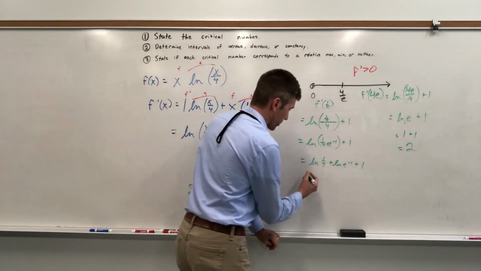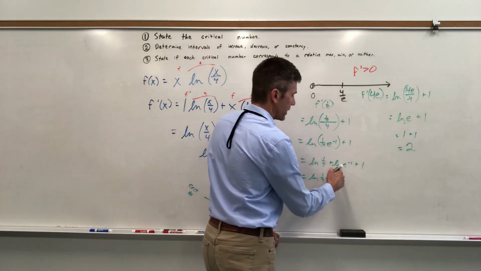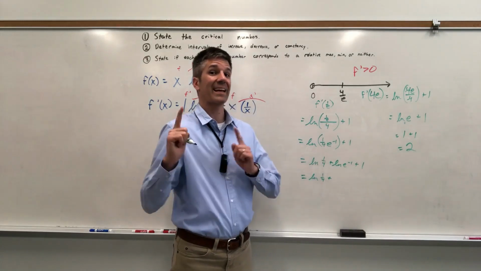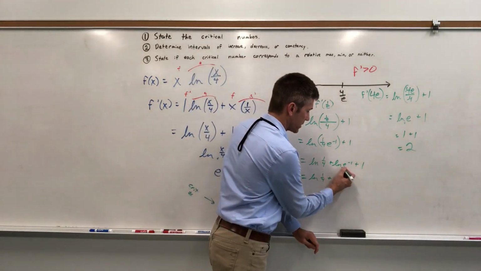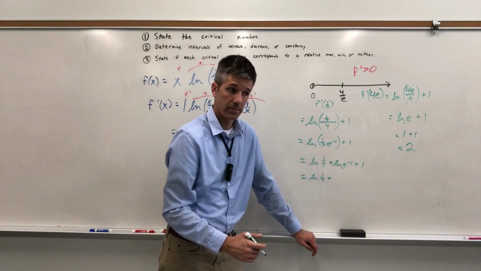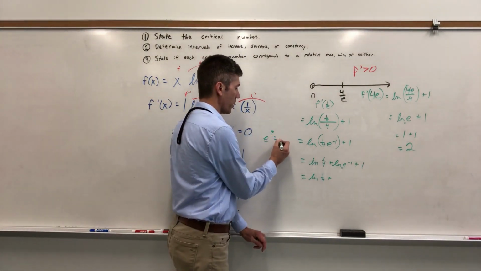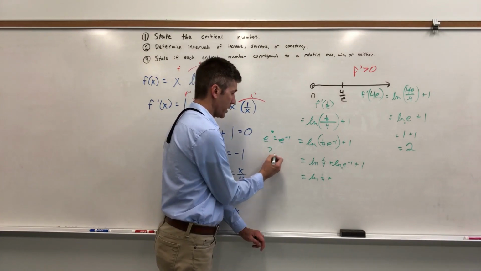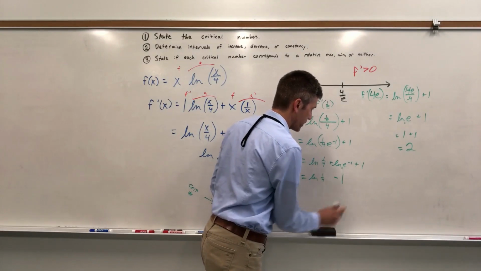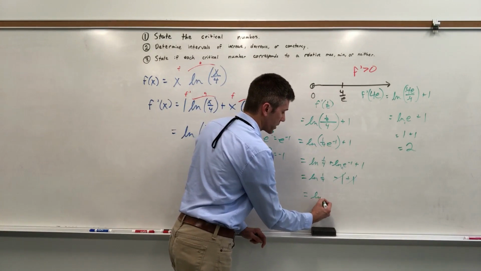So that's what I'm dealing with. I have the natural log of 1/4 plus natural log of e to the negative 1. The question is, e to what power will give me e to the negative 1? E to what power equals e to the negative 1? Well, then the answer to the question is negative 1. Negative 1 plus 1. Cancel, cancel. I'm left with the natural log of 1/4.